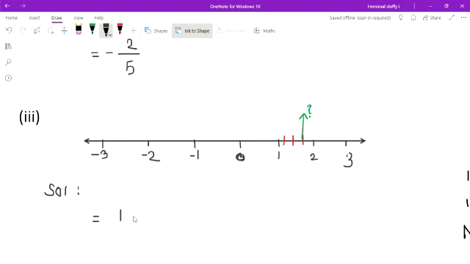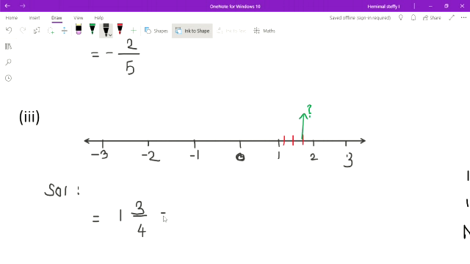In the denominator place, how many parts? The total number of parts here is 1, 2, 3, 4. So you write down 4. Then the numerator: which part are they asking? 1, 2, third. They are asking the value at the third place. So put 3 here.